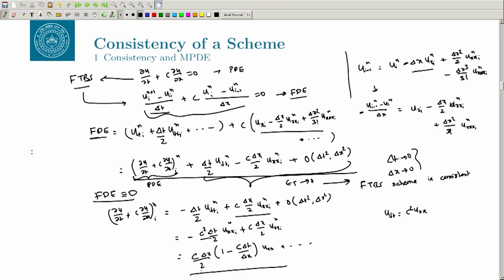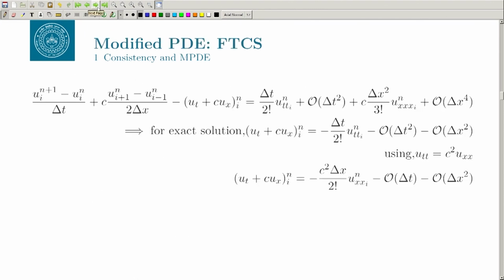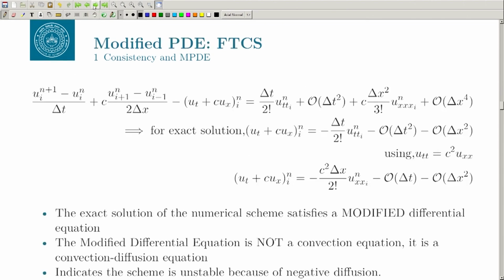Okay. So, this is also now in a convection diffusion equation form. If you can write it del by del t plus c del by del x. Okay, I am removing this i and n. So, this is also now in MPDE. Remove this other part. So, this is my MPDE. Okay, just let me see if I am not missing any term. Okay, this is for the differential equation. MPDE, that is for FTCS.